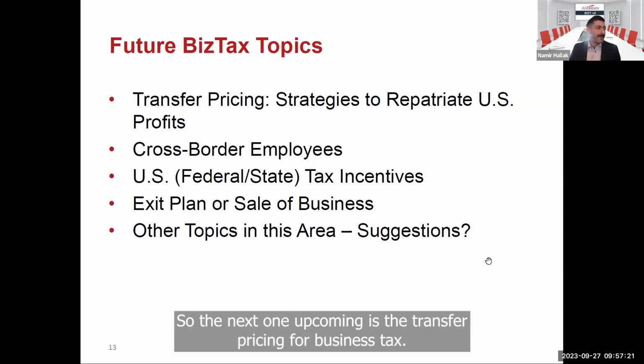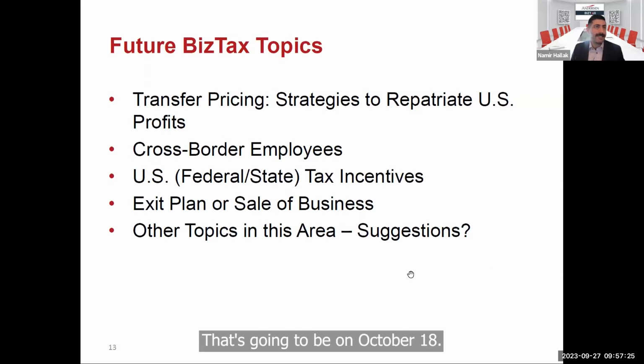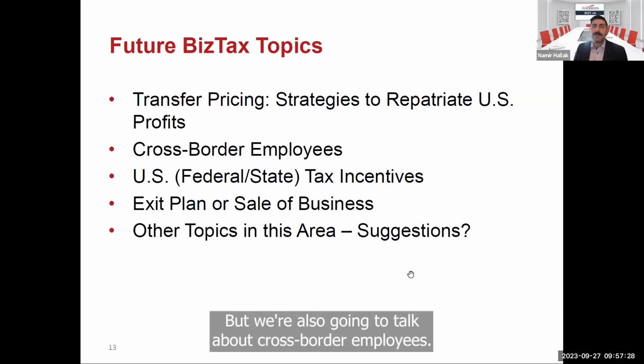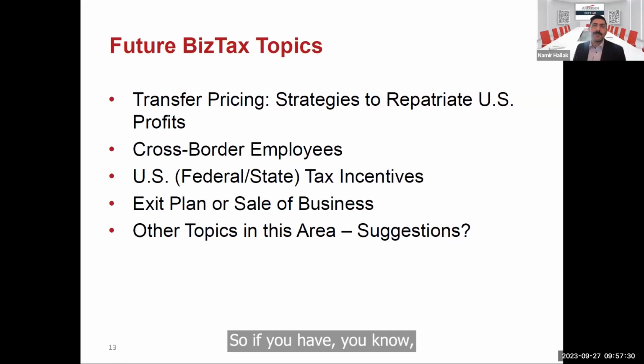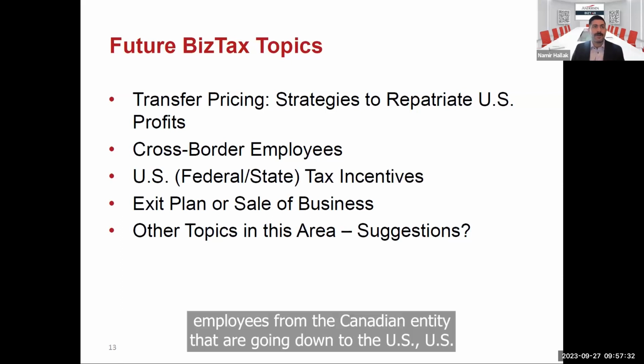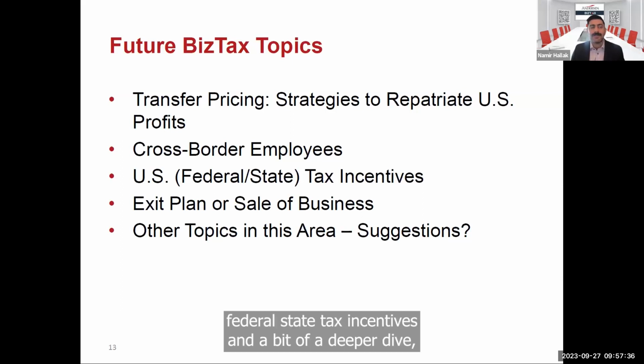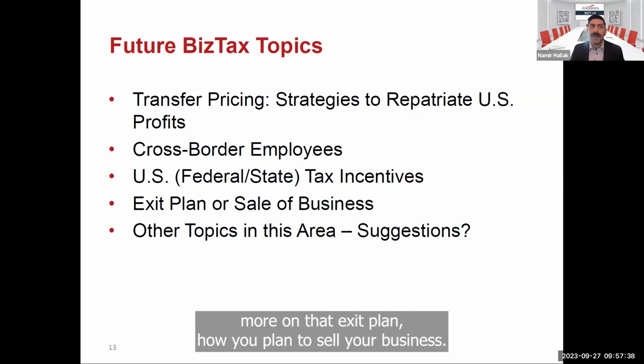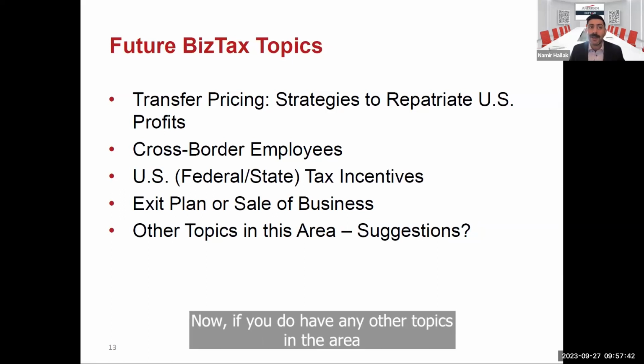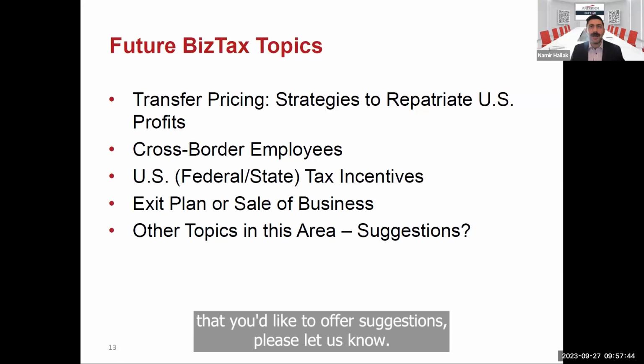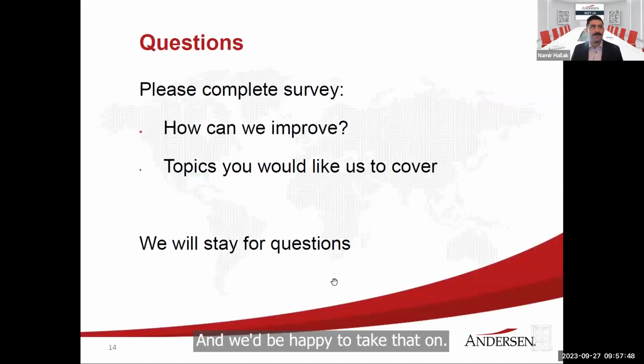So the next one upcoming is the transfer pricing for BizTax. That's going to be on October 18. But we're also going to talk about cross-border employees. So if you have employees from the Canadian entity that are going down to the US, US federal, state tax incentives, and a bit of a deeper dive more on that exit plan and how you plan to sell your business. Now, if you do have any other topics in the area that you'd like to offer as suggestions, please let us know, and we'd be happy to take that on.